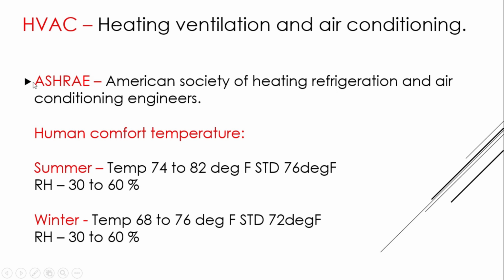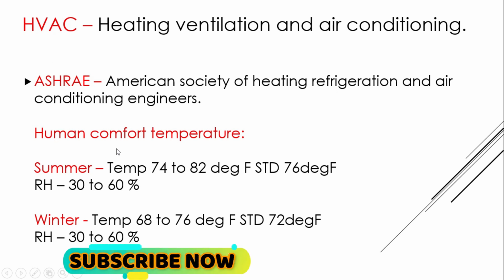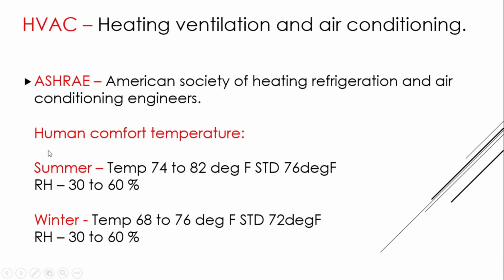The first one is ASHRAE. ASHRAE is nothing but the American Society of Heating, Refrigeration and Air Conditioning Engineers. This is one of the standards which we use in HVAC systems. There are some comfort temperatures mentioned by the ASHRAE standard. In the summer season, the temperature should be 74 to 82 degrees Fahrenheit for human comfort, and the standard we take is 76 degrees Fahrenheit.